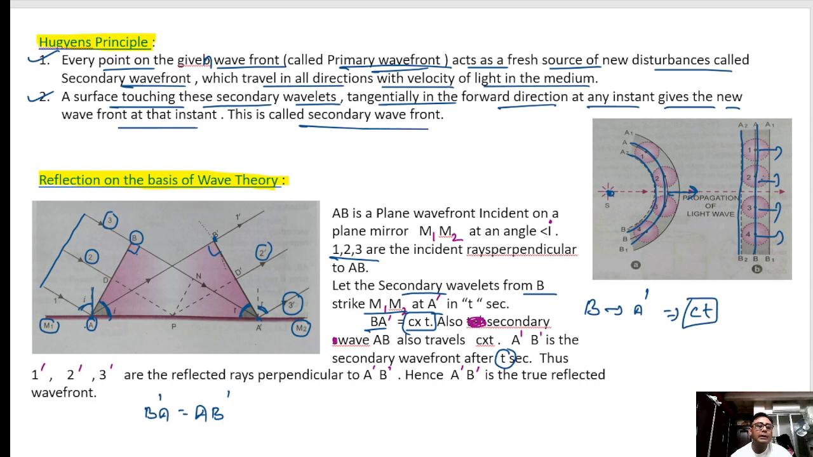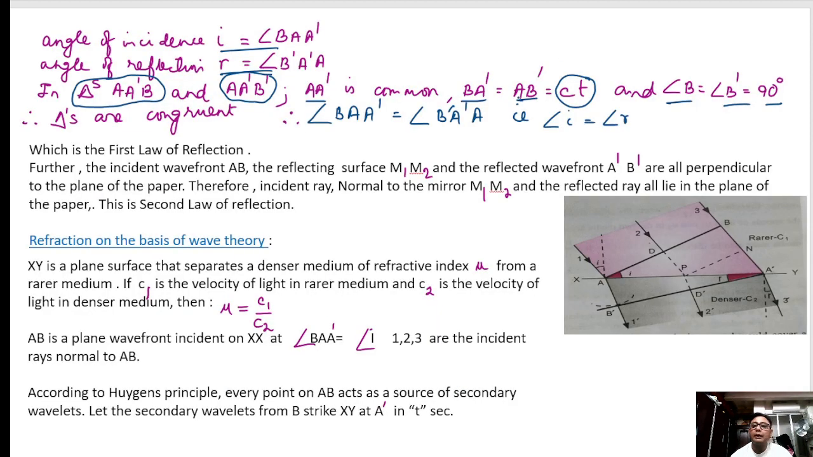So I can easily tell angle I is equal to angle R. The two triangles are similar as well as congruent. So if the triangles are congruent, then this angle should be equal to this angle. That means angle I is equal to angle R, which is the first law of reflection. So this is what is called the first law of reflection.